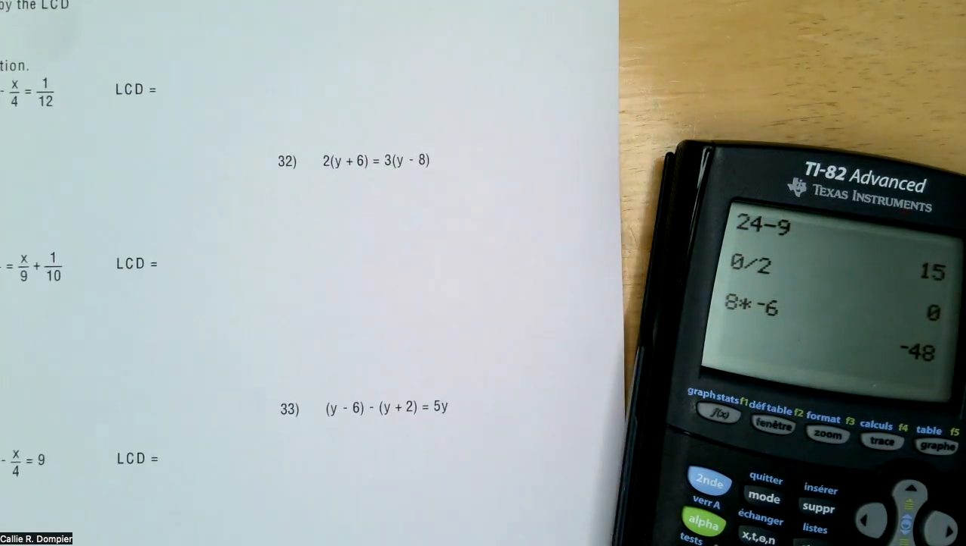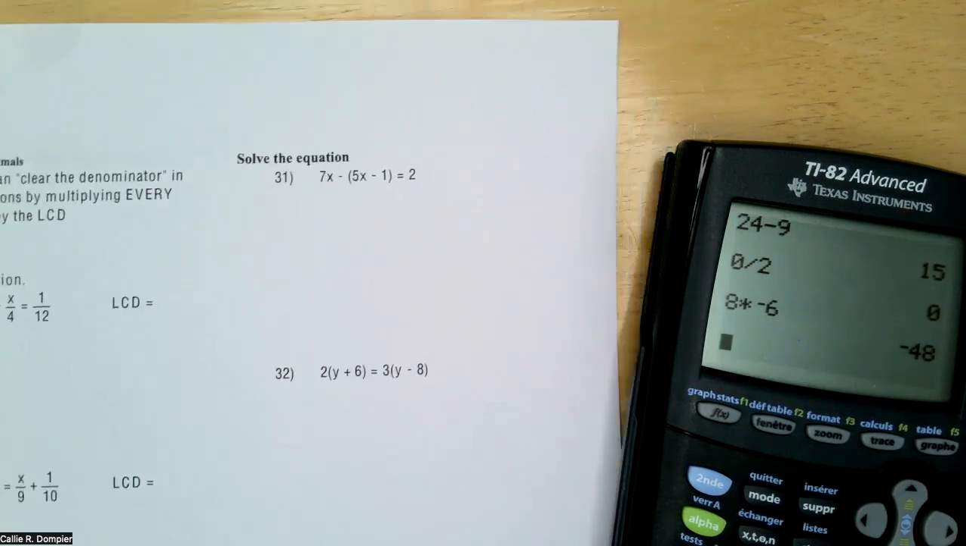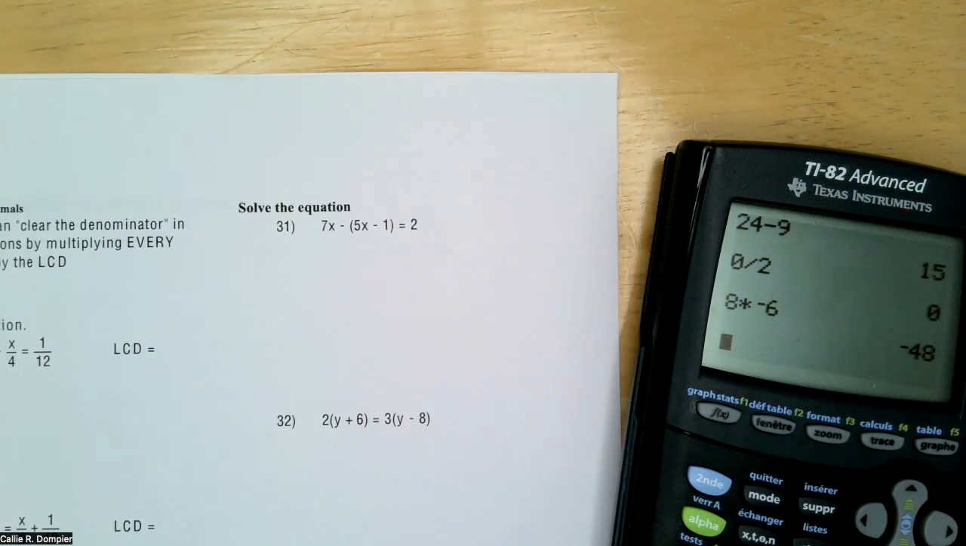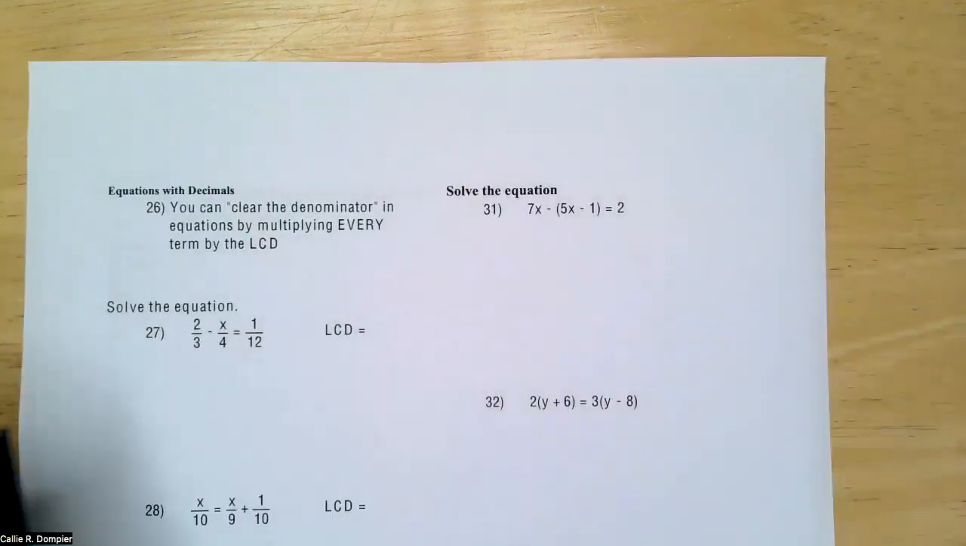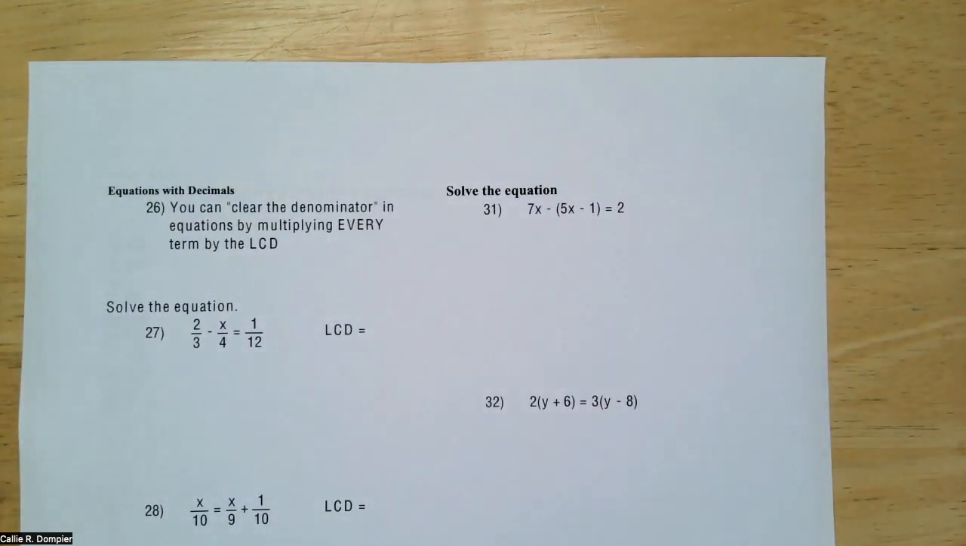This is now solving equations, but with fractions, okay? So when you're doing equations with fractions, you want to clear the denominator by multiplying every term by the least common denominator. The least common denominator is the smallest number you can get that you can multiply all the denominators into, or you can divide it by all the denominators, okay?